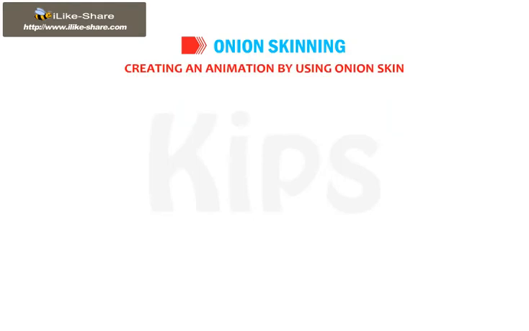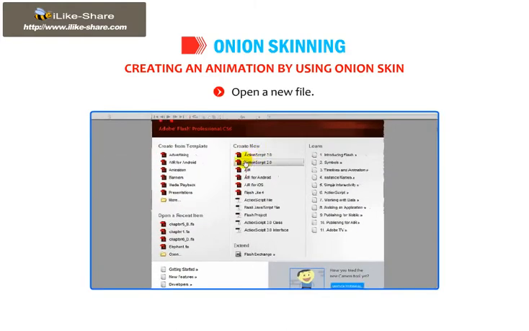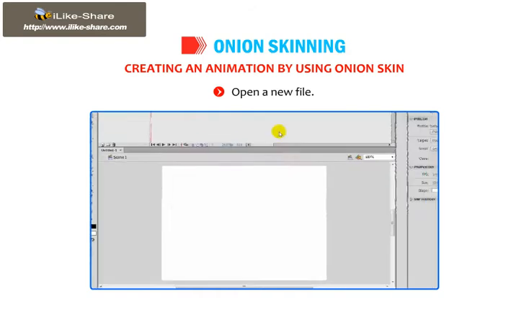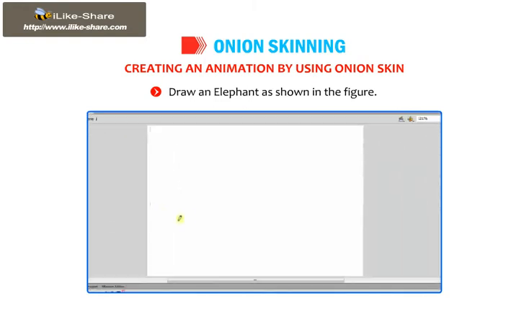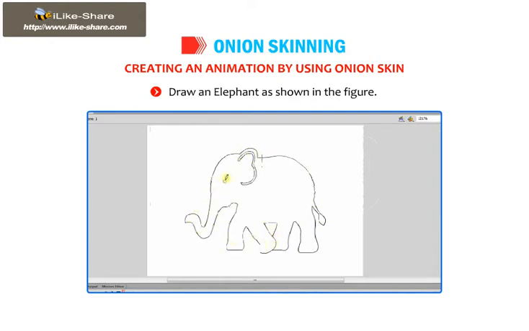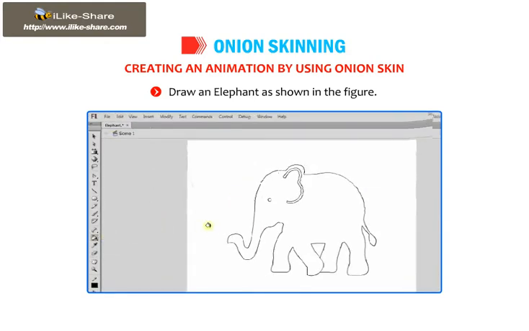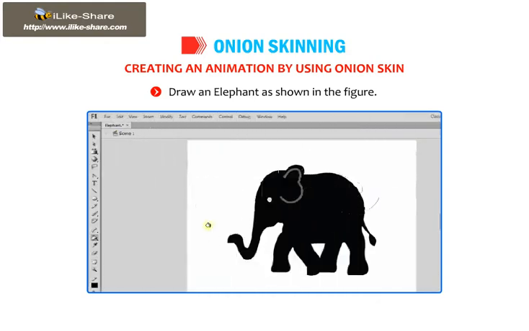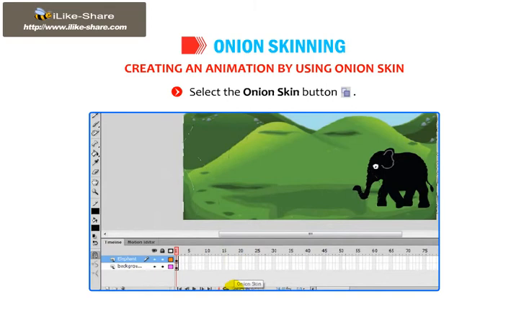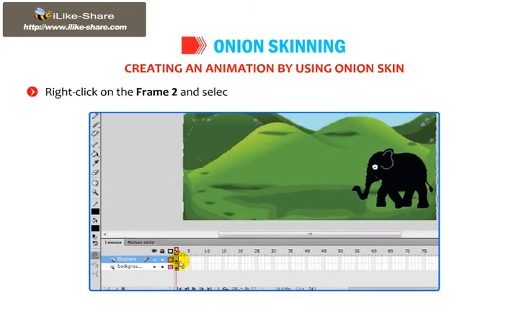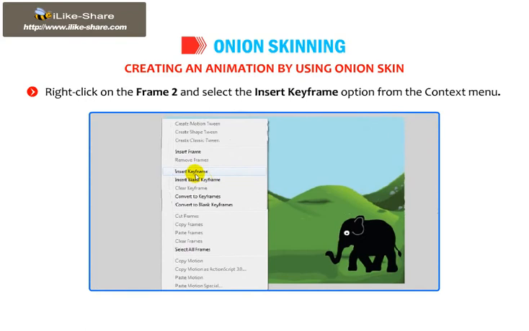Alright students, let me tell you how to create an animation by using onion skin. Open a new file. Draw an elephant as shown in the figure. Select the onion skin button. Right-click on the frame 2 and select the Insert Keyframe option from the context menu.